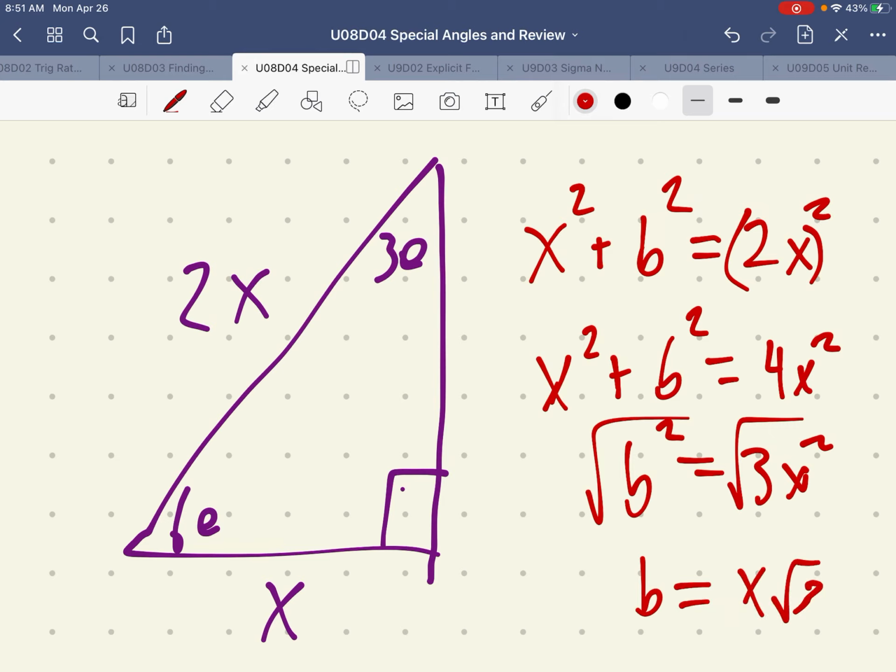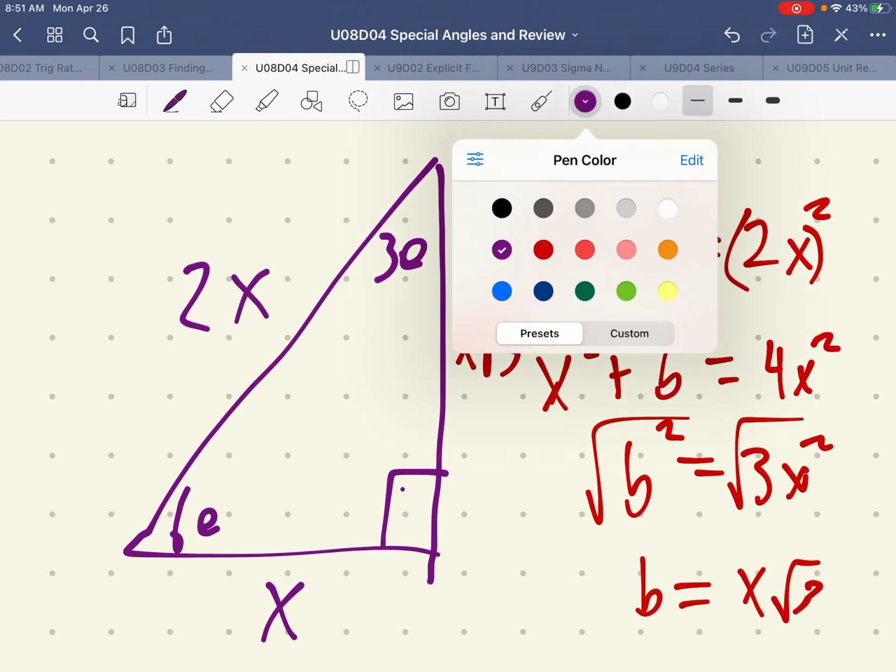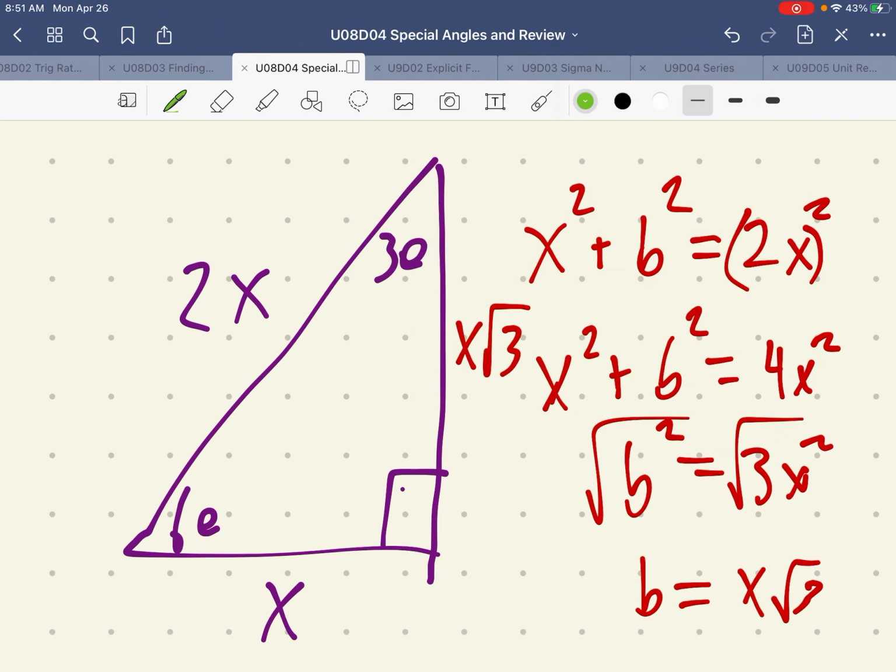So the importance of this is that the side across from the 30-degree angle is always going to be half of the hypotenuse. So if the hypotenuse were 10, that side would be 5. And the other side does have a measurement that's relevant as well. It's going to be whatever the smaller side is times radical 3. And that's true for every 30, 60, 90 right triangle.